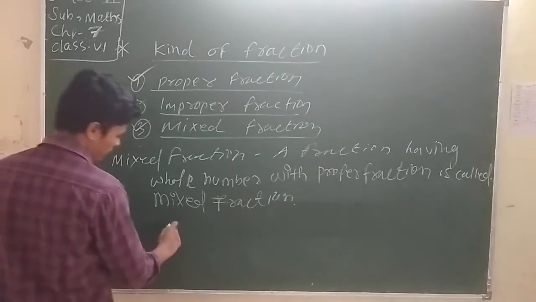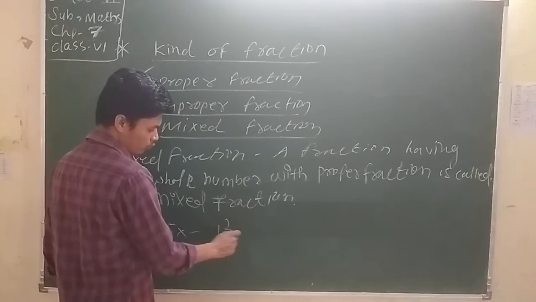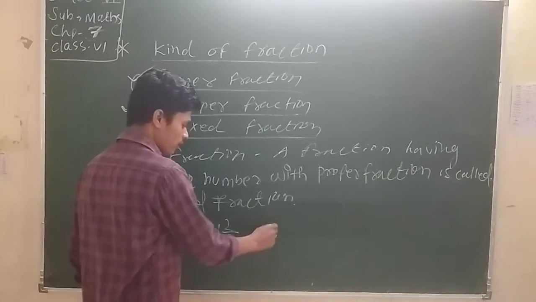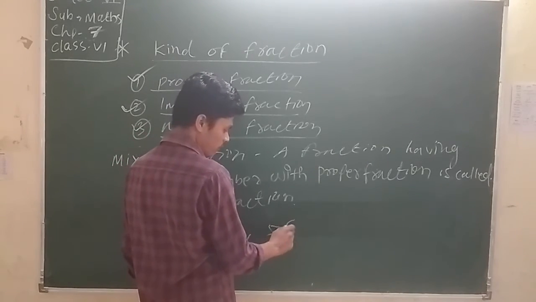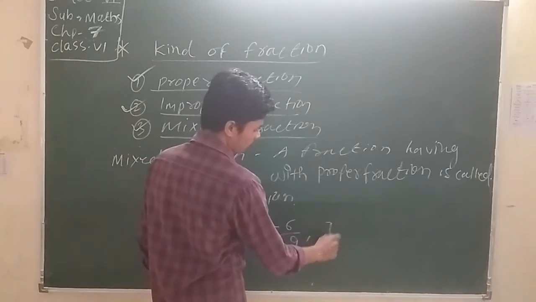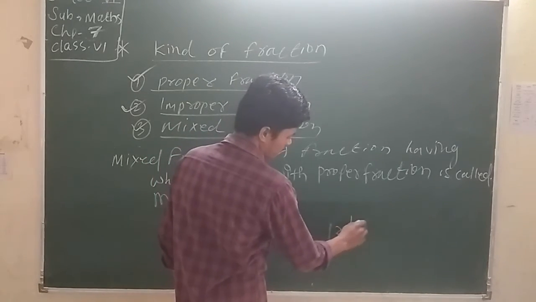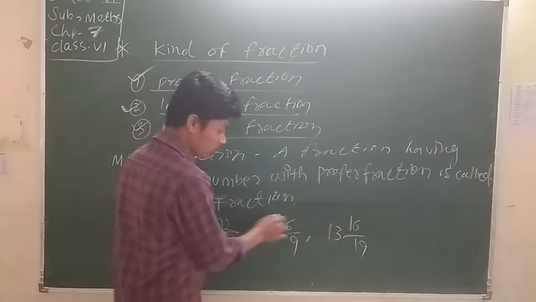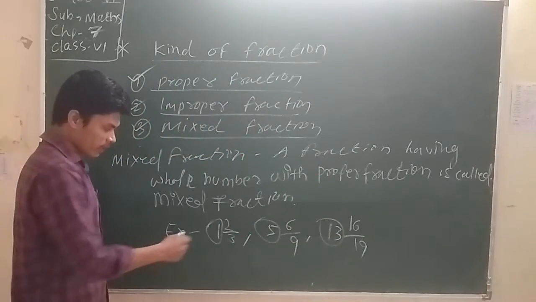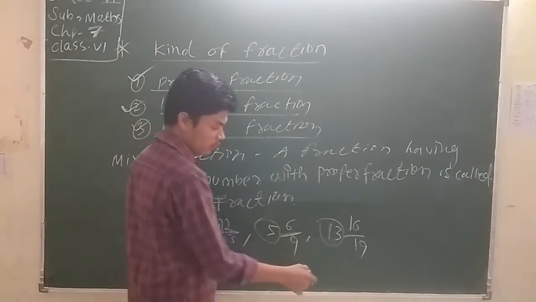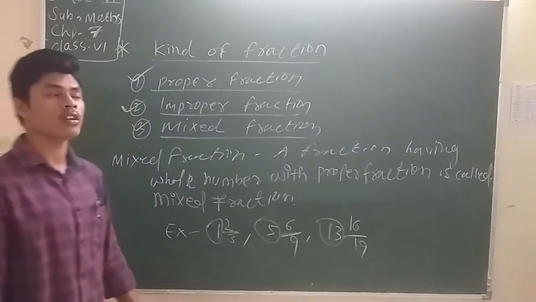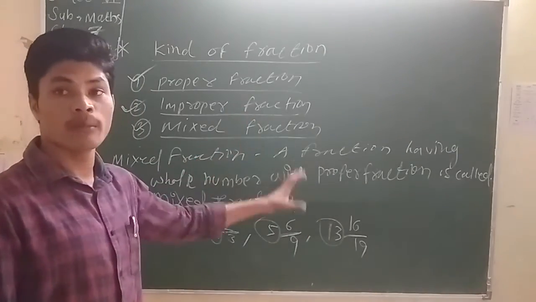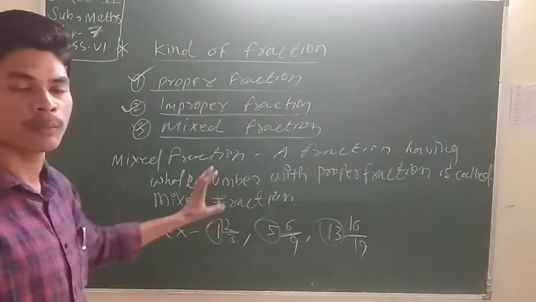Let us see the examples. 1 whole 2 by 3, or we can read it as 1 whole 2 upon 3. 5 whole 6 upon 9. 13 whole 16 upon 19. See here, 1 is a whole number, 5 is also a whole number, 13 is also a whole number. And 2 by 3 is a proper fraction, 6 by 9 is also a proper fraction, 16 by 19 is also a proper fraction. That means a whole number with a proper fraction is called a mixed fraction.